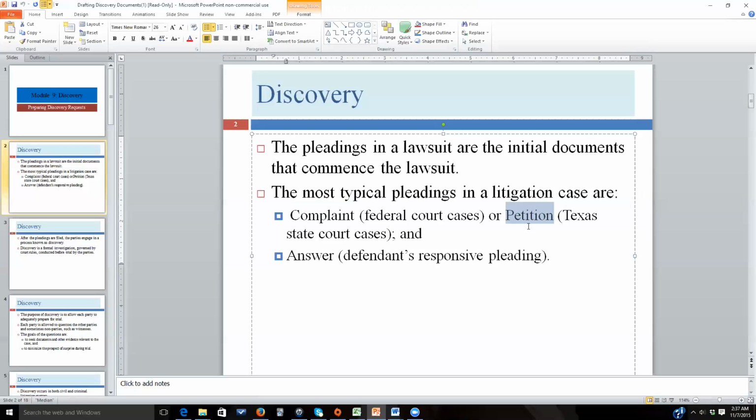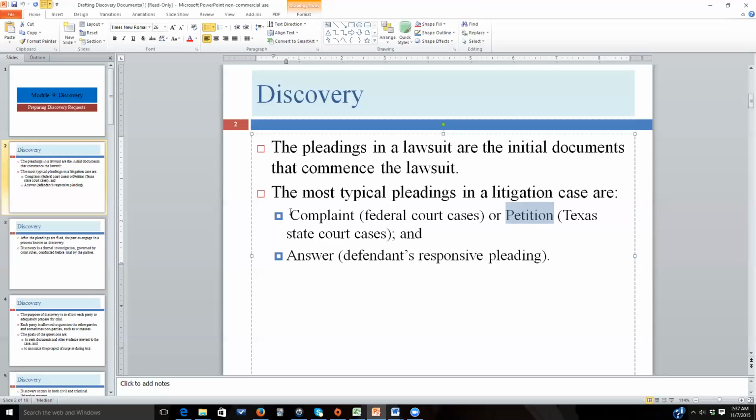And if you think about it, these names make a lot of sense. When we petition someone, we're asking for something, right? That's the nature of a petition. And so when you as a plaintiff file a lawsuit, you are asking the court to solve your problem. You're saying to the court, I've been wronged in some sense and I need you to help me get back to where I ought to be. So you're making a request of the court.